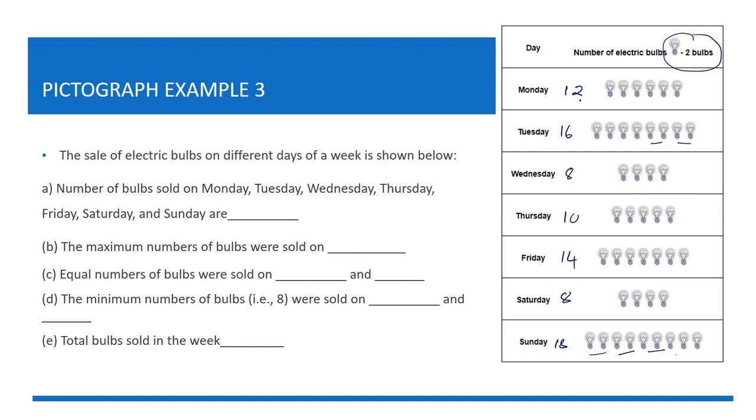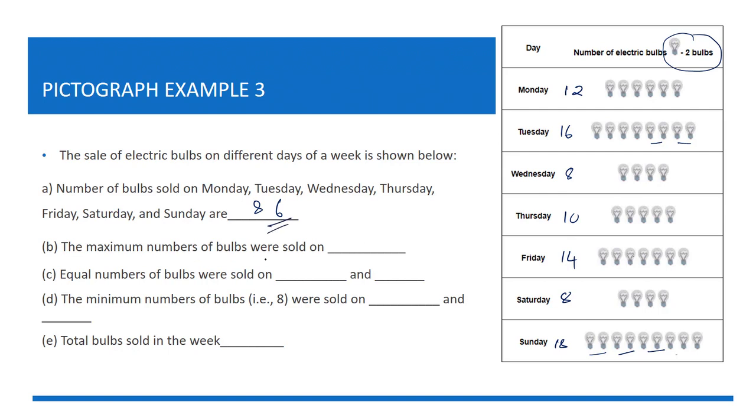Let us add it here. 6 plus 2 is 8, 8 plus 8 is 16, 16 plus 4 is 20, 20 plus 8 is 28, 28 plus 8 is 36. 6, and 3 carry 3, plus 1 is 4, 5, 6, 7, 8. So 86 bulbs were sold in that particular week.